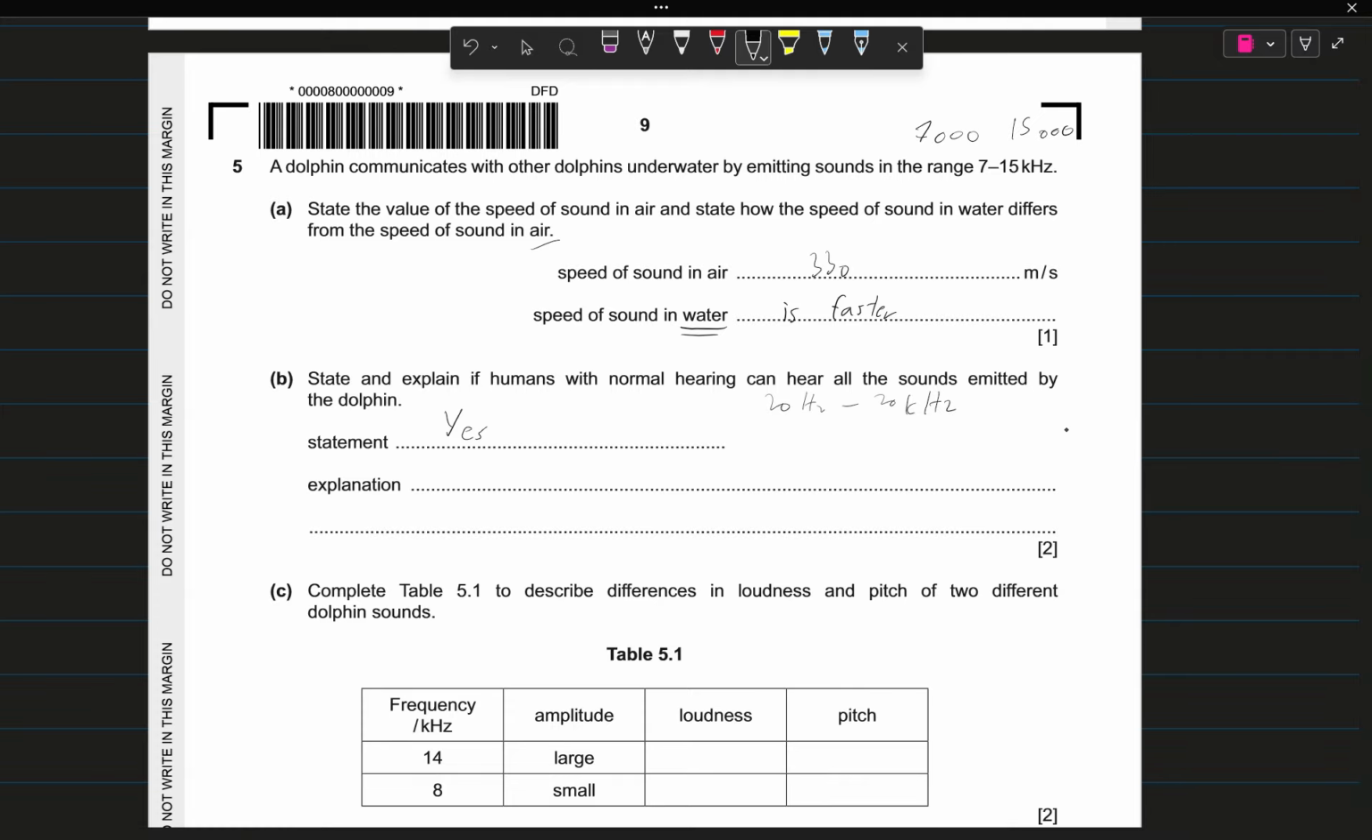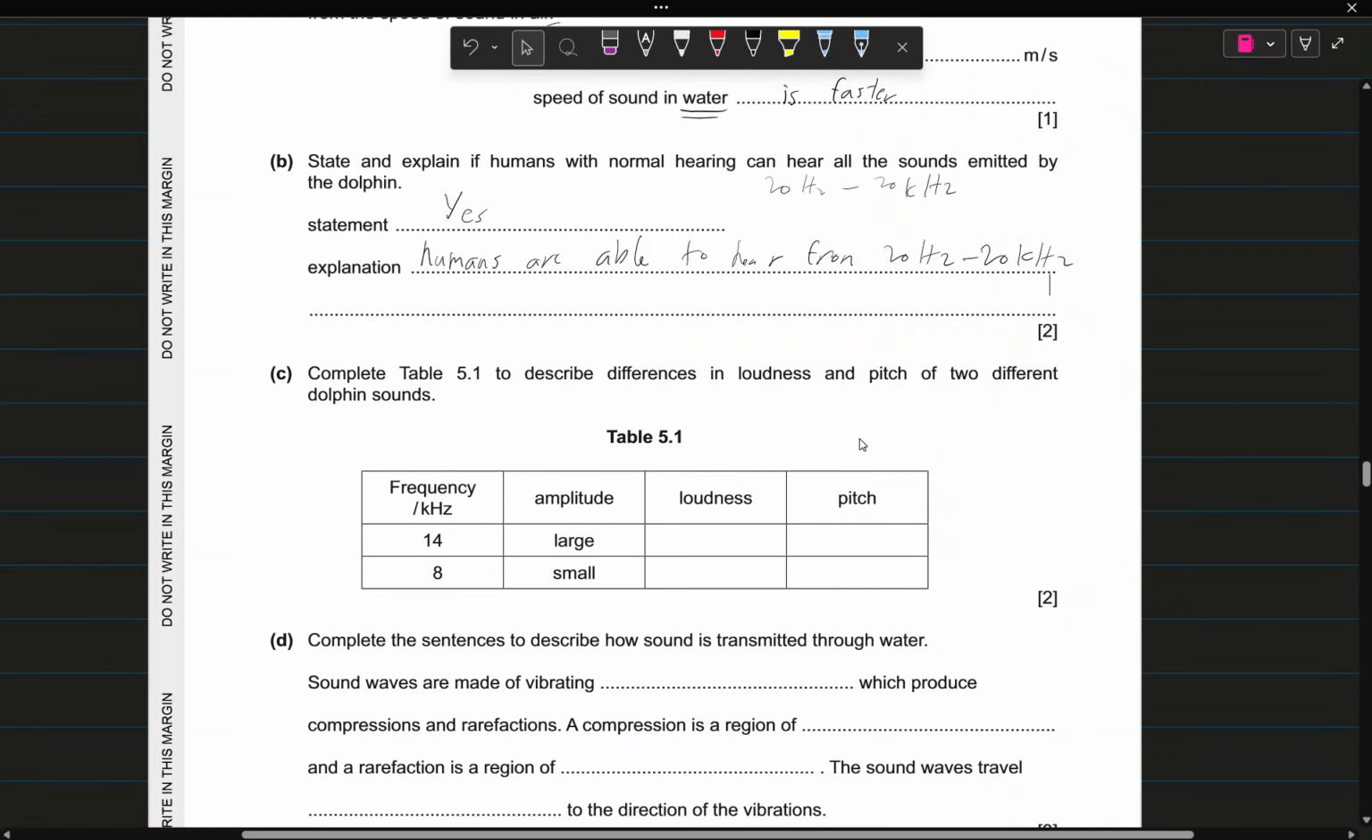So humans are able, that's the explanation, humans are able to hear from 20 hertz to 20 kilohertz, or you can write 20,000 hertz if you want to. Okay, now complete table 5.1 to describe differences in loudness and pitch of two different dolphin sounds.